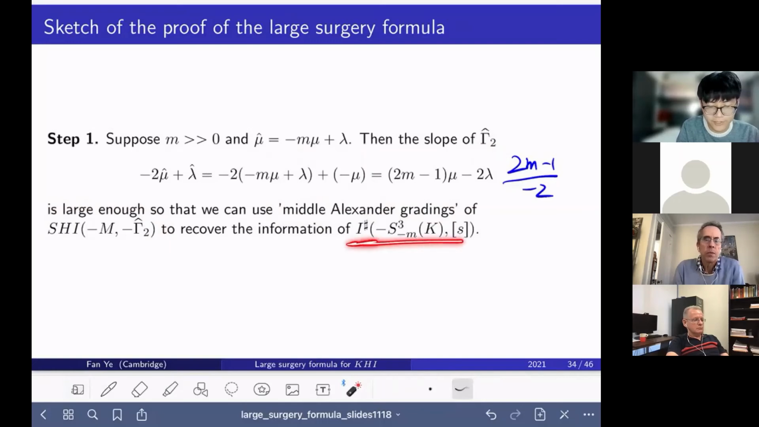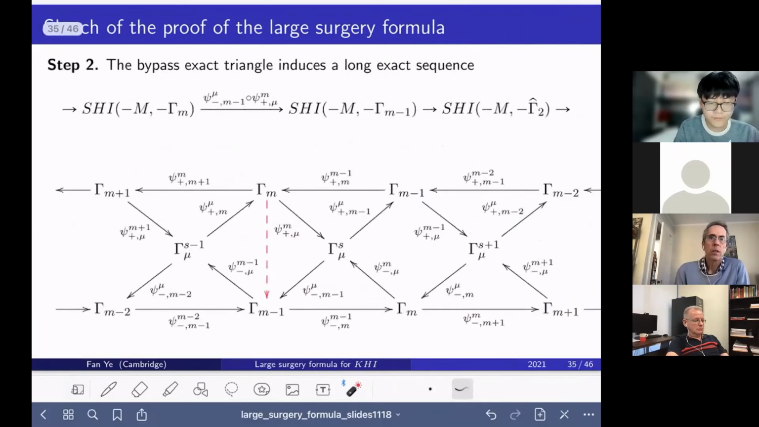the information of I sharp. And then for the second step, we find that there is an exact triangle between the space for gamma m minus 1 and the suture gamma 2 hat we just defined. And indeed, the map here is the composition of this map and this map. So this is a map from gamma m to gamma mu and gamma mu to gamma m minus 1.